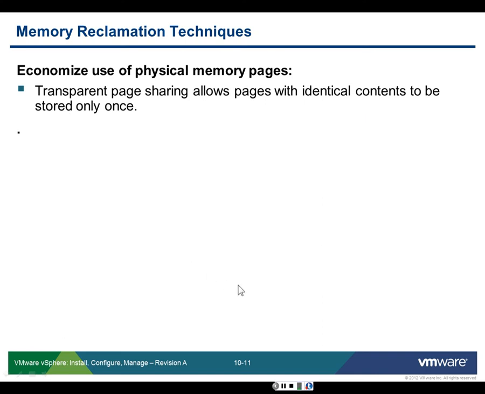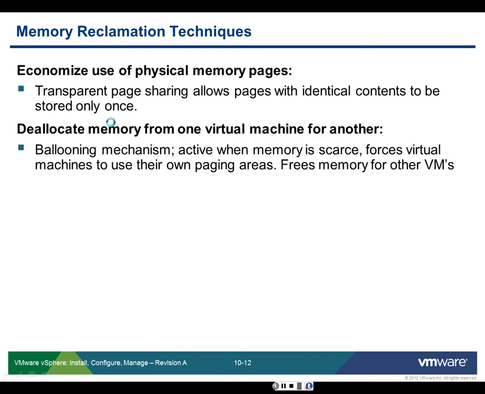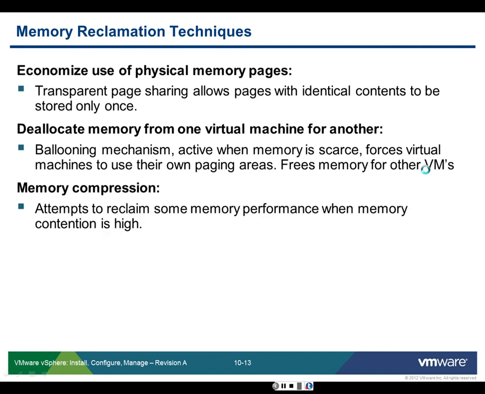And I believe we've talked about that before when we talked about storage on the hard disk. Deallocate memory from one virtual machine for another. This is the ballooning mechanism, which we will talk about later in the course, but the ballooning mechanism is active when you're out of virtual memory. And what it does is it forces virtual machines to use their own paging area, and it frees up memory for other virtual machines.